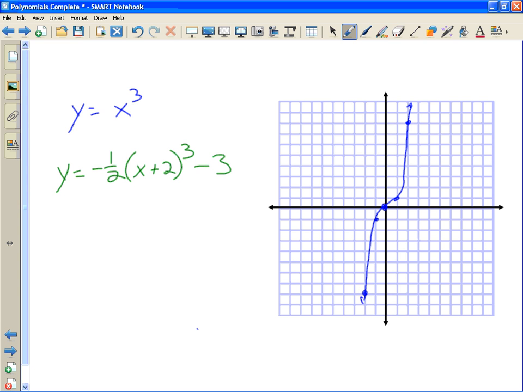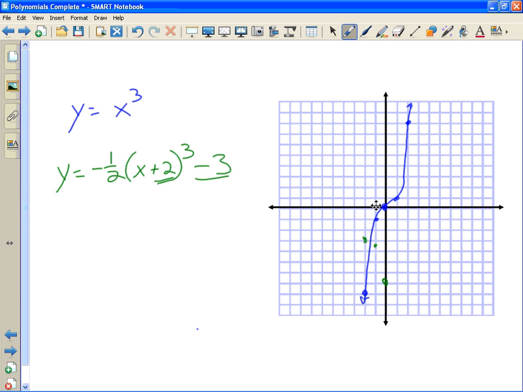So if I want to graph this one, my starting point is going to move left 2 and down 3. So instead of 0, 0, I'm going to be over 2 and down 3. On my base function, I go over 1, up 1. But now I'm going to go over 1 and down a half. The negative makes me go down. The half cuts my y movement in half. I was going over 2, up 8. Now I'm going to go over 2, down 4.